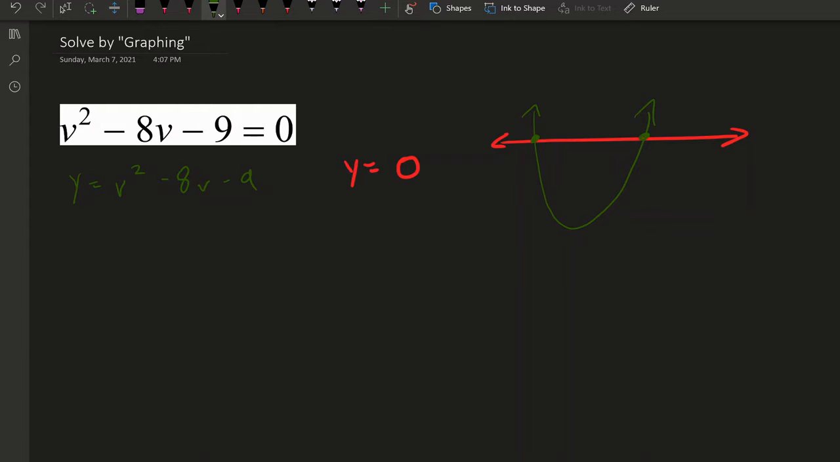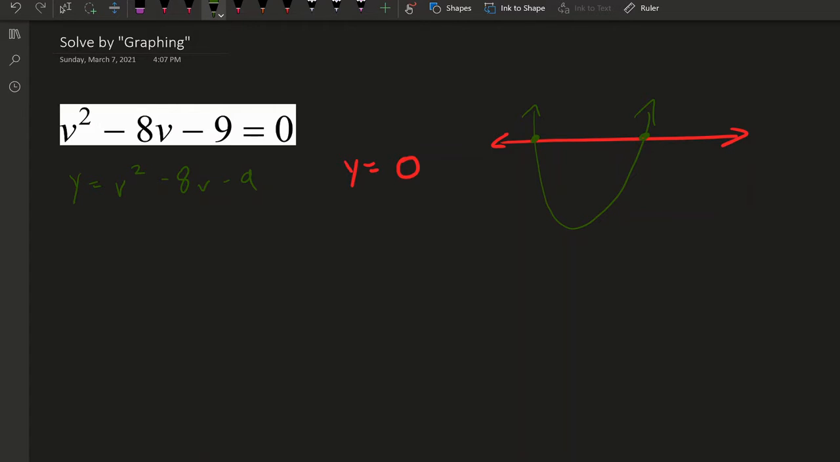Now y equals 0, I don't need to do any work on that because I know exactly where it is. Y equals v squared minus 8v minus 9, I'm going to need to do a little bit of work. So of course I can always just pretend those v's are x's right now, so that way I can graph them on the x and y axis.